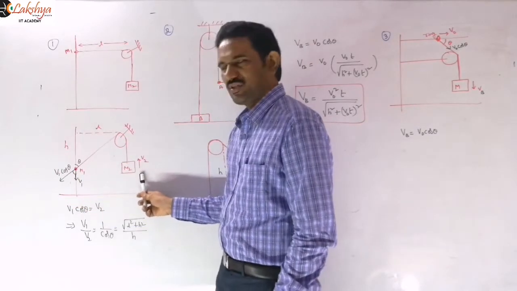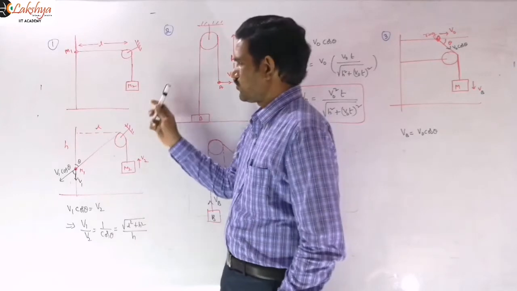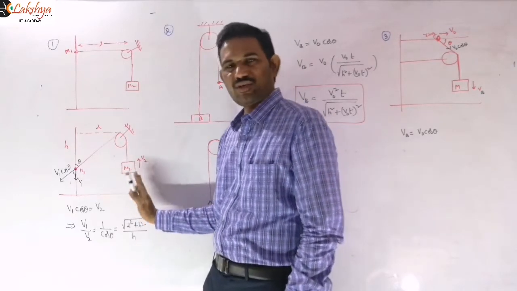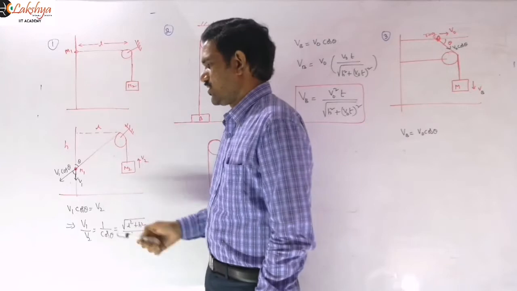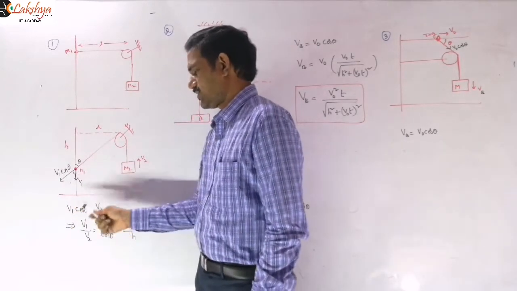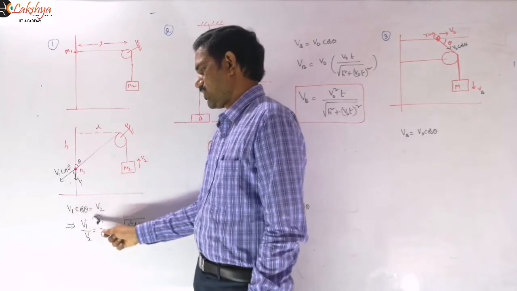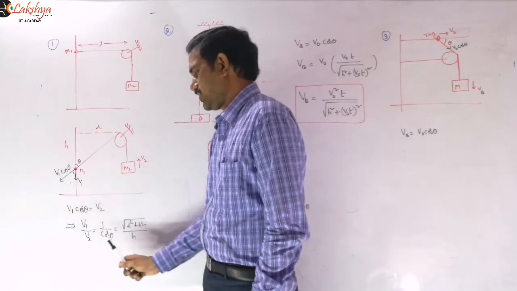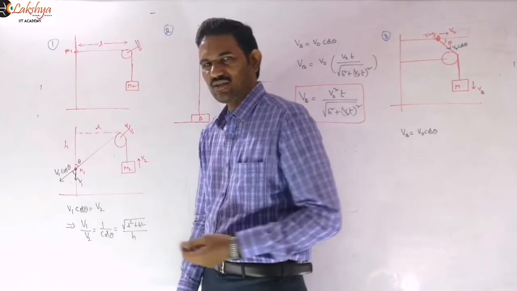And the velocity of this block we are assuming as V2, and that V2 will be in upward direction only. That V2 is along the length of the string only. So according to our velocity concept, velocity along the length of the string must be the same here. Then V1 cos theta must be V2, or V1 by V2 is equal to 1 by cos theta, or secant theta, you will get.